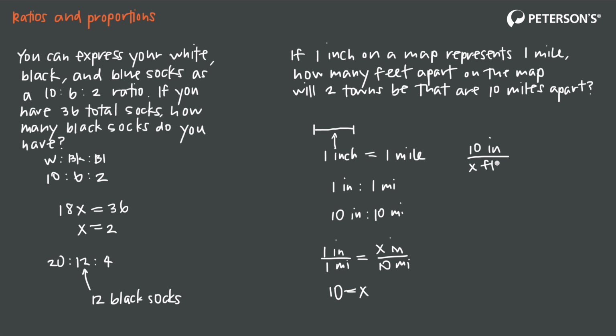and we want to know how many feet they are apart on the map, so we'll put feet, and set up the ratio here because we know that there are 12 inches in 1 foot. So here we're doing the conversion, we're looking at our units, converting units, 12 inches in 1 foot. Now I can cross multiply. 10 times 1 is 10, x times 12 is 12x. If I divide both sides by 12, I get x is equal to 10 over 12, or 5 over 6, which means that the towns will be 5 over 6 feet apart from one another on the map.